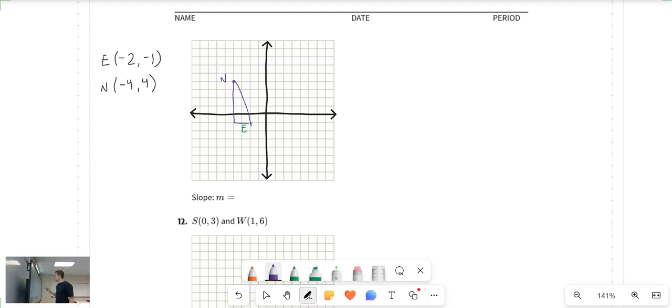All right, and we're going to the left 2, and up 4. So our slope is going to be 4 divided by -2. 4 divided by -2, is that right?